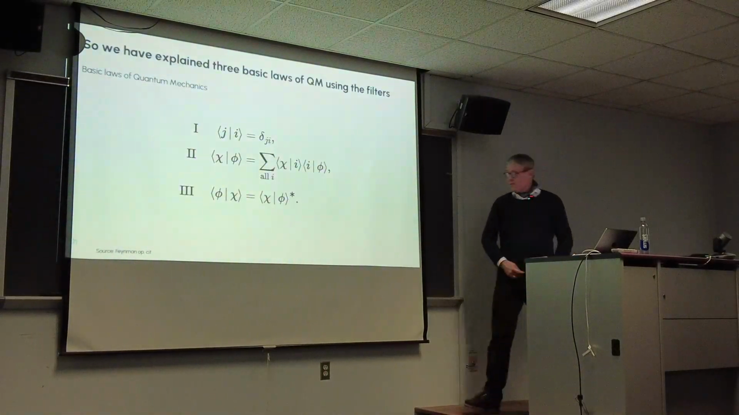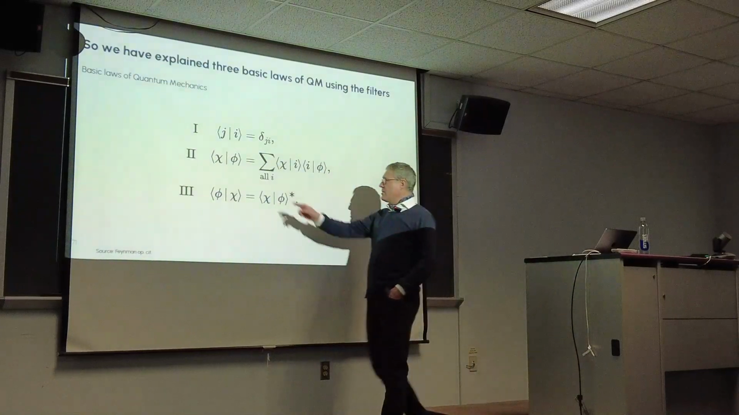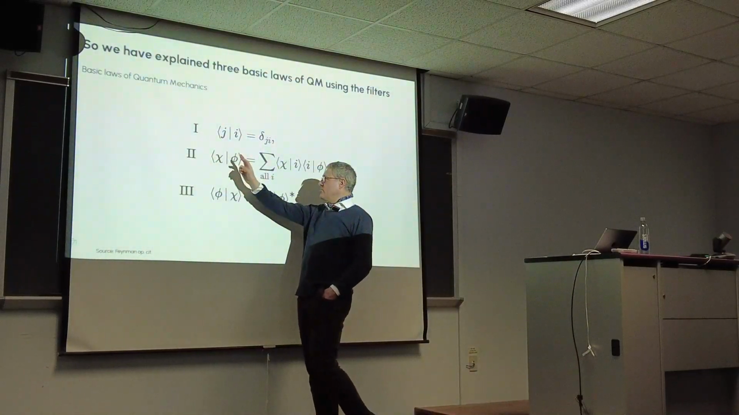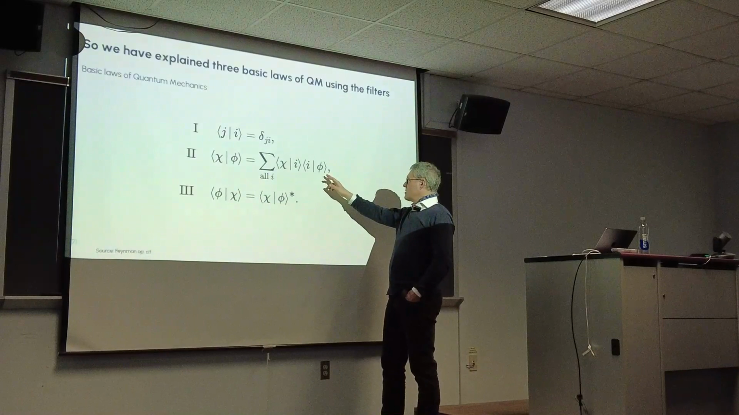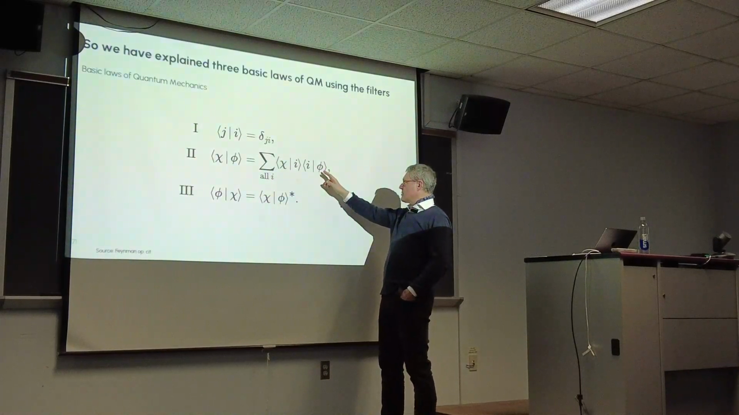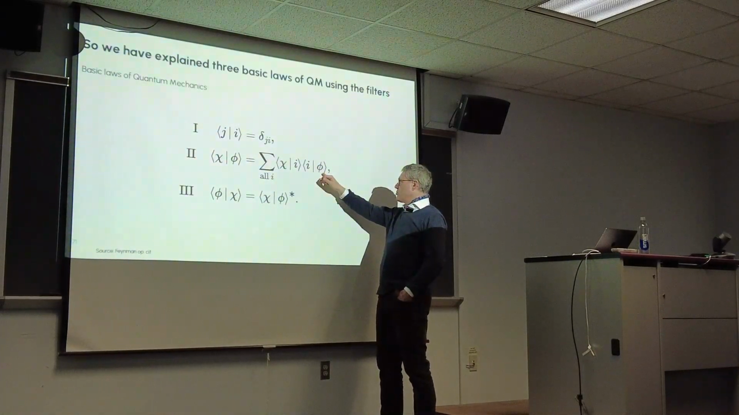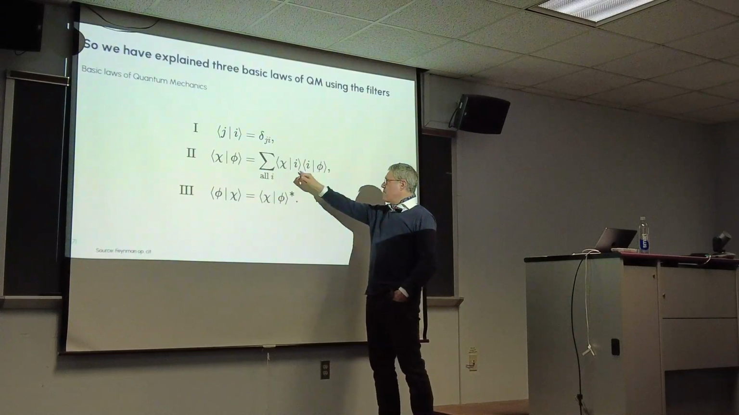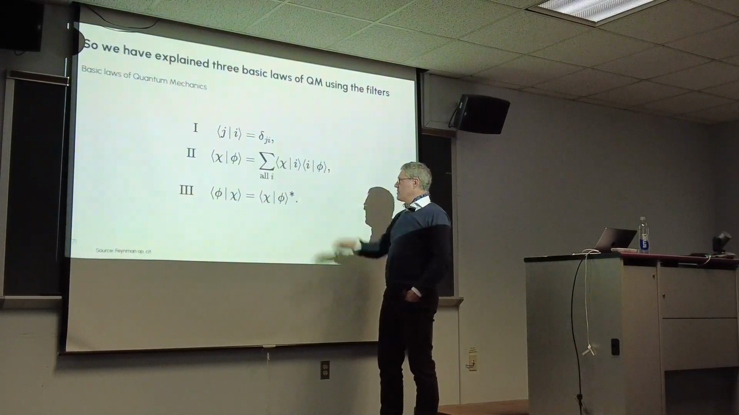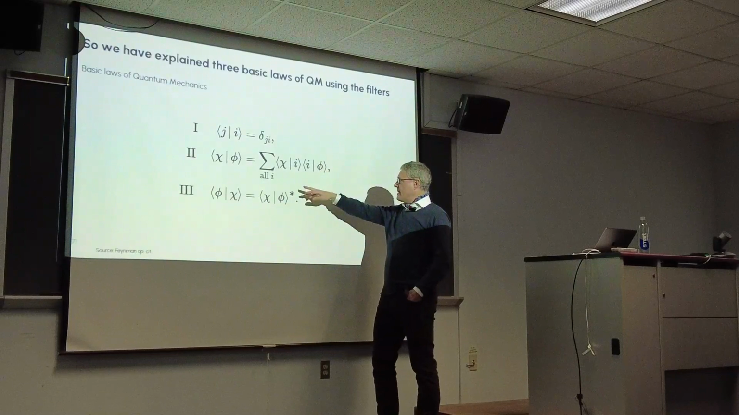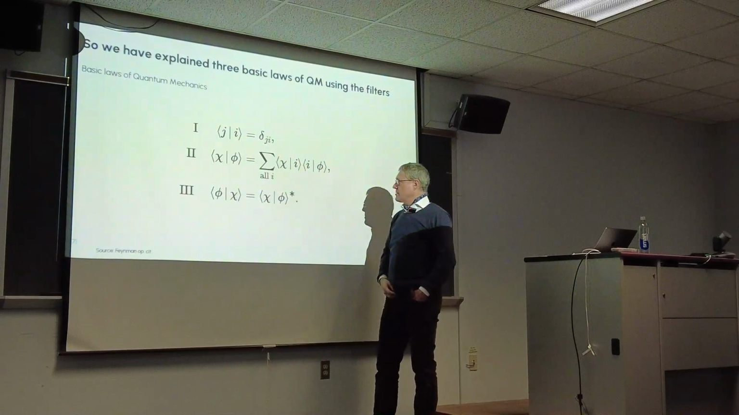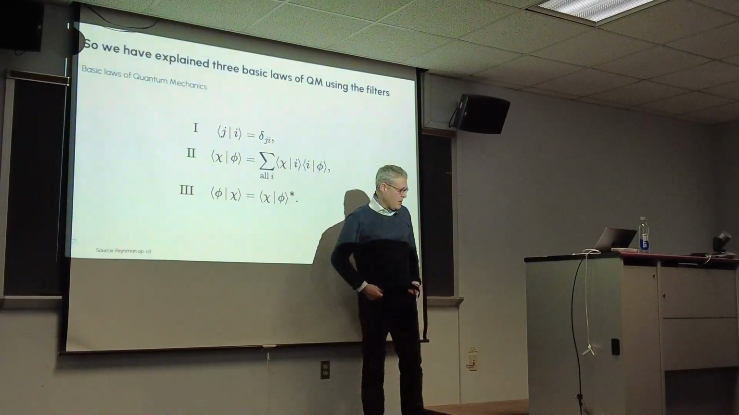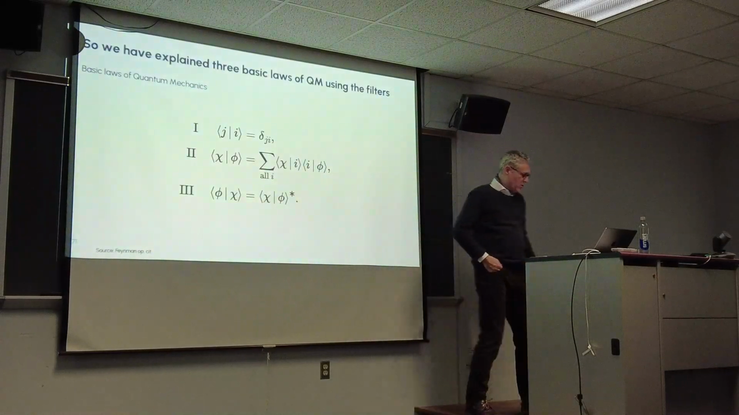We've also derived from the filters that the amplitude to go from state phi to state chi equals the sum of the products of the first amplitude with the base state and the same base state with the second state. And we have to make all these products and add them together over all the base states to obtain the amplitude. And this has been also demonstrated with filters.